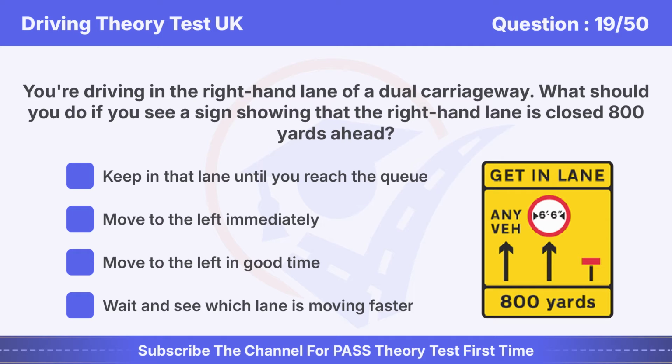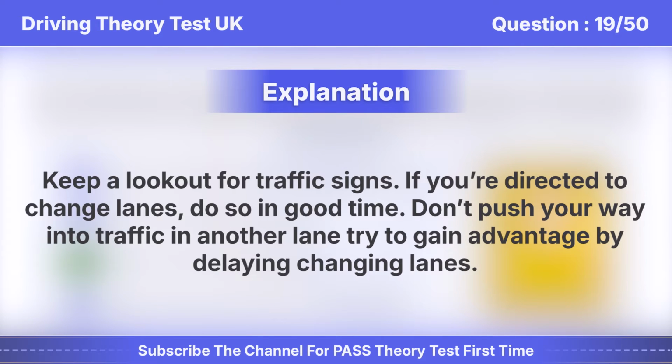Question 19. You're driving in the right-hand lane of a dual carriageway. What should you do if you see a sign showing that the right-hand lane is closed 800 yards ahead? Answer is C. Move to the left in good time. Keep a lookout for traffic signs. If you're directed to change lanes, do so in good time. Don't push your way into traffic in another lane. Try to gain advantage by delaying changing lanes.